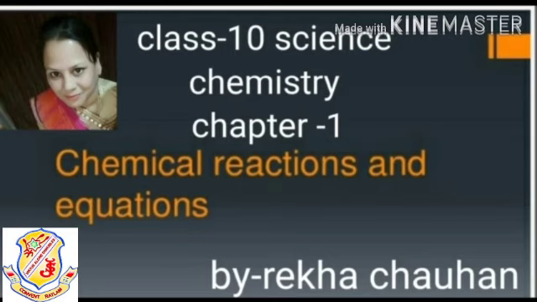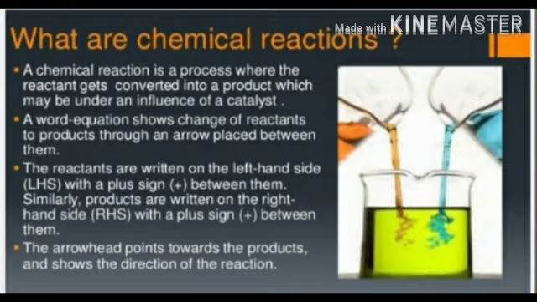Today we are going to revise chapter number 1 that we have already studied in April month. In this chapter we have learned what a chemical reaction is. A chemical reaction is a process where the reactant gets converted into product, which may be under the influence of a catalyst. We have discussed the three activities of chemical reaction also.